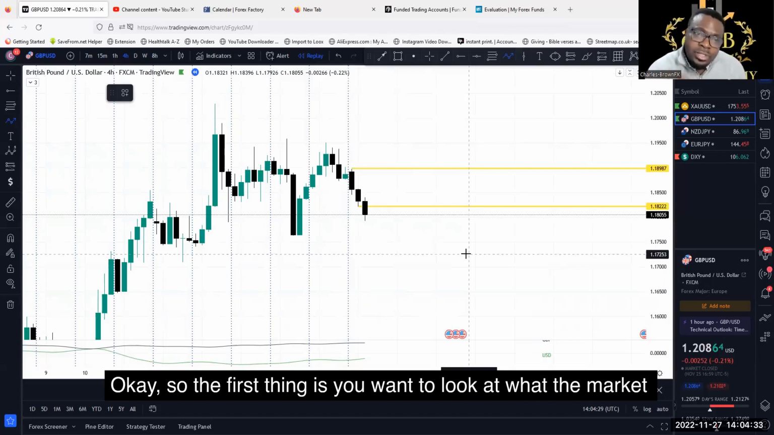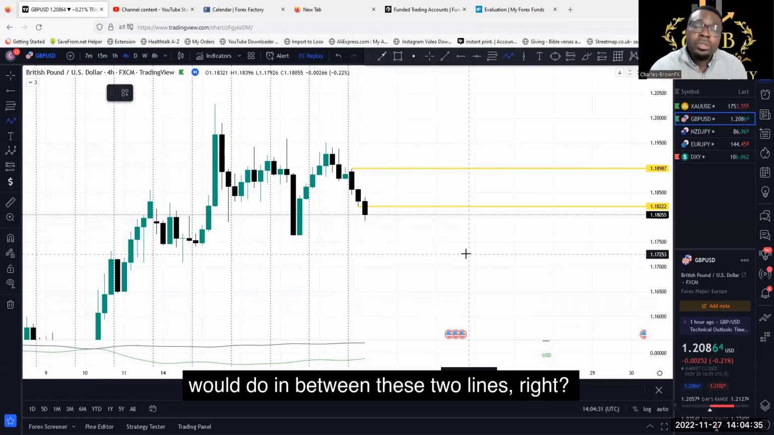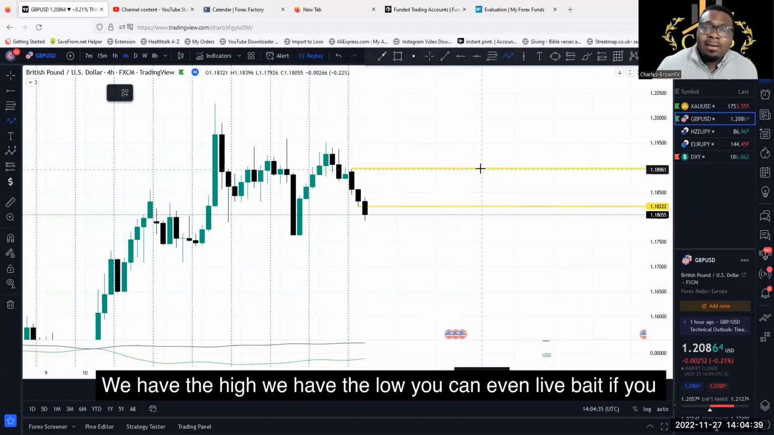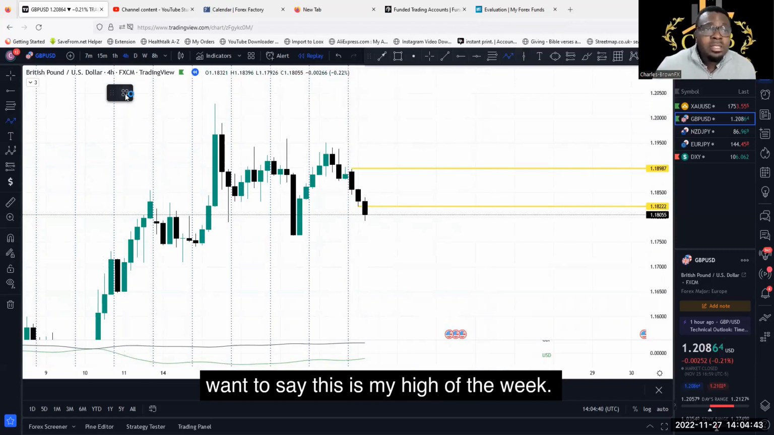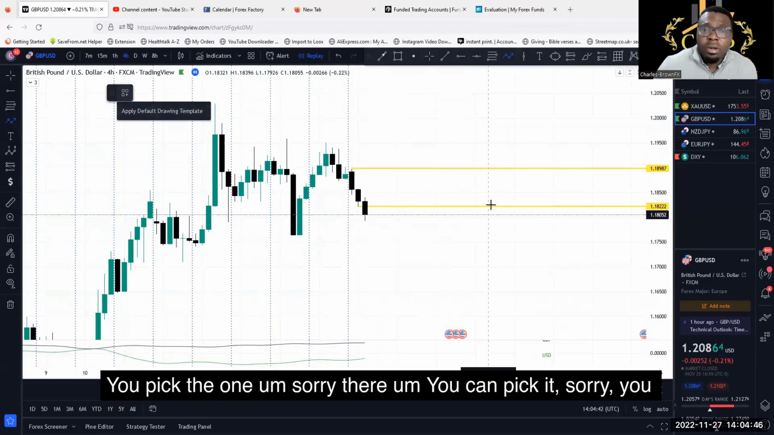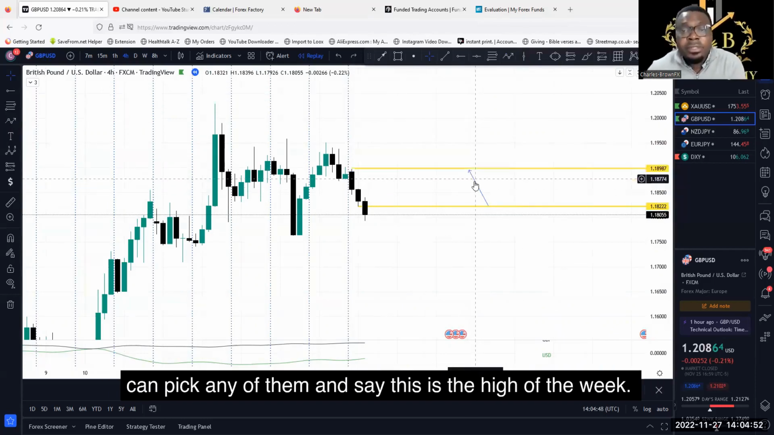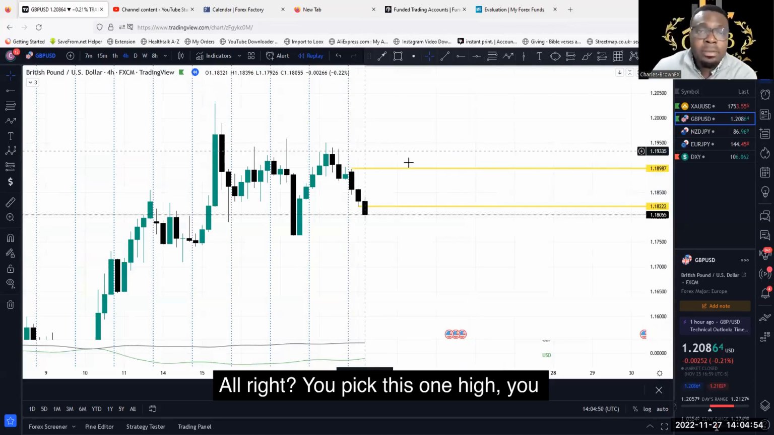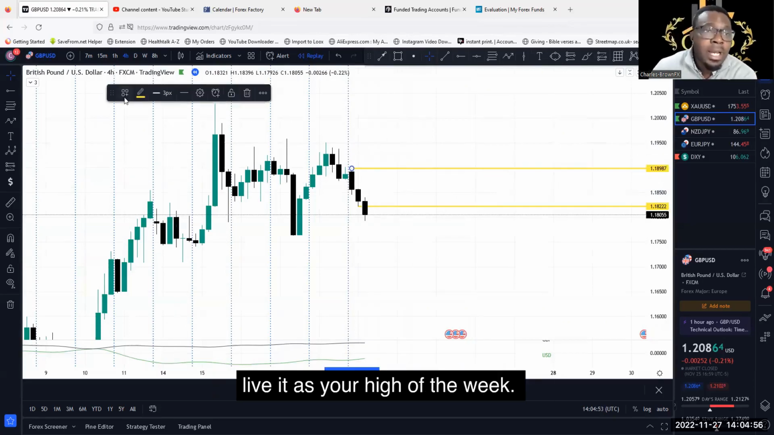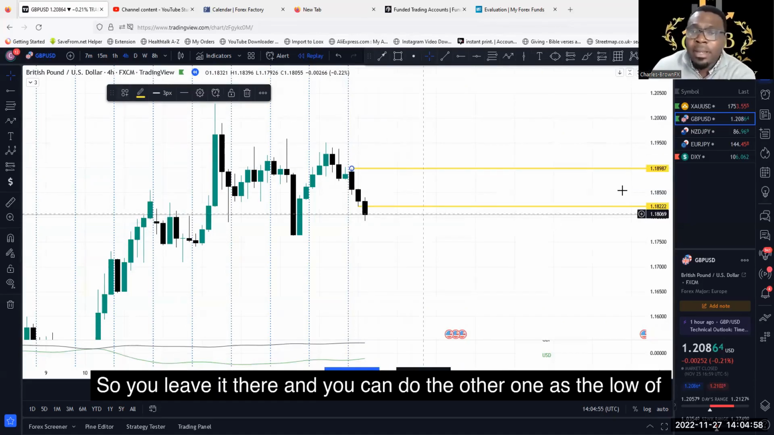So the first thing is you want to look at what the market would do in between these 2 lines. We have the high, we have the low. You can even label it if you want, saying this is my high of the week. You can pick any of them and say this is the high of the week. You label it there, and you can do the other one as the low of the week as you choose.